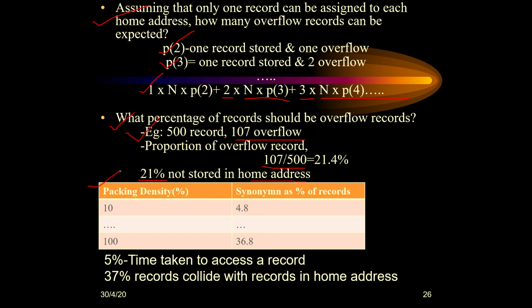This is another table which explains that if I'm having a packing density of 10, meaning 10 records to be saved, the synonym is 4.8, or about 5%. What does it mean? The time taken to access each record in this case is affected by 5%. And consider that I'm having a packing density of 100 and a synonym percent of 36.8. In the sense, I'm having 37% collision rate with the home addresses.